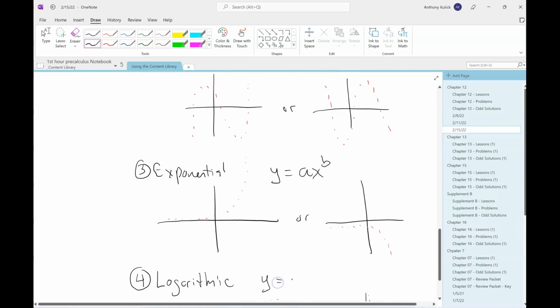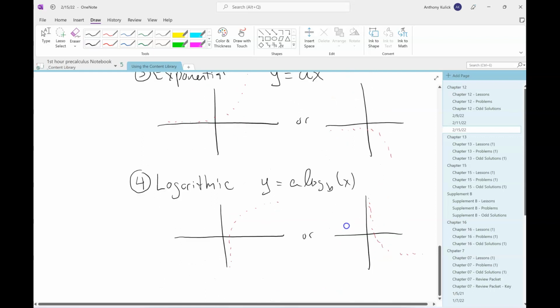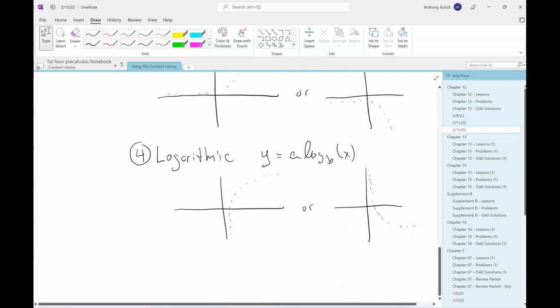Logarithmic would be y equals, let me think here. They'll probably do it as a times log base b of x. We'll do an example with it in a second. I'm pretty sure that'll be how it gives it to you on the calculator. It's been a minute since I've done one.